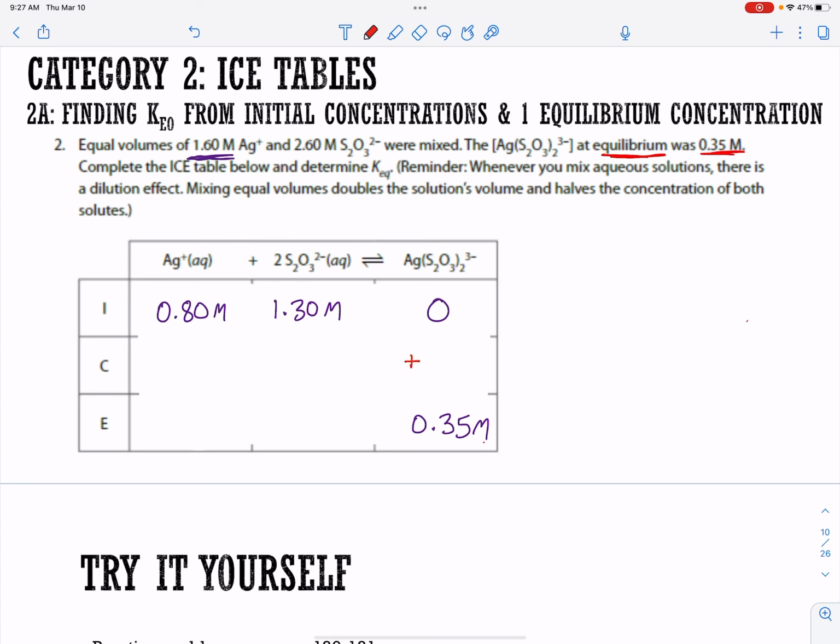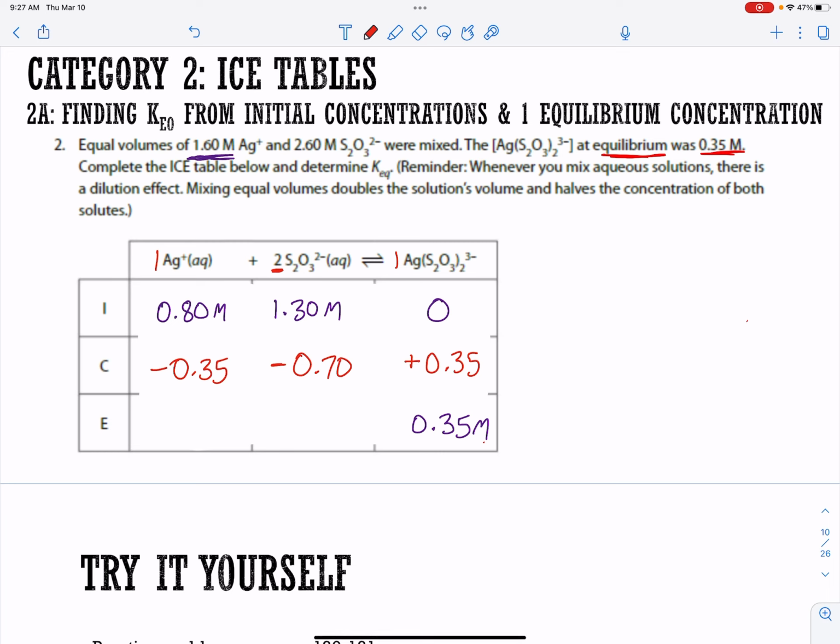So I'm looking at the one that's easiest to solve a change for. So I know that this product is going to go up by 0.35 moles per liter. And I've got a 1-to-1 ratio with the silver ion. So this is going to be going down by 0.35 moles per liter. I've got a 2 coefficient up here, so it's going to be used up twice as fast as the other is being produced. So I'm going to put negative 0.70.